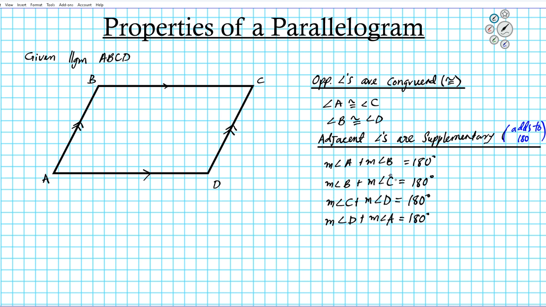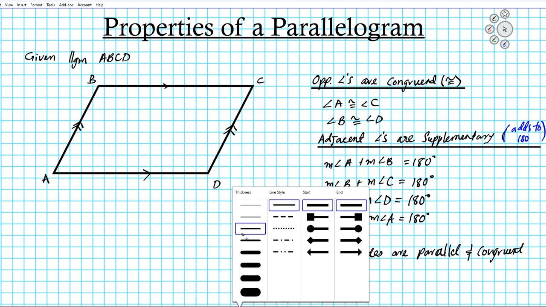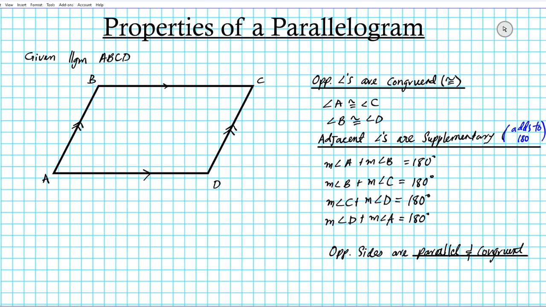And then the last property we're going to be using in this presentation has to do with the sides. For all parallelograms, opposite sides are parallel and congruent. With this piece of information in mind, what are some things that we can write concerning parallelogram ABCD? Well, we can write the following.